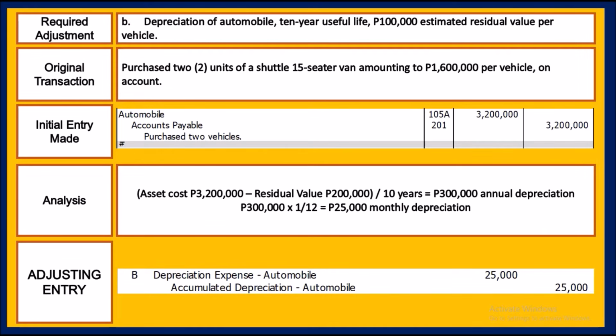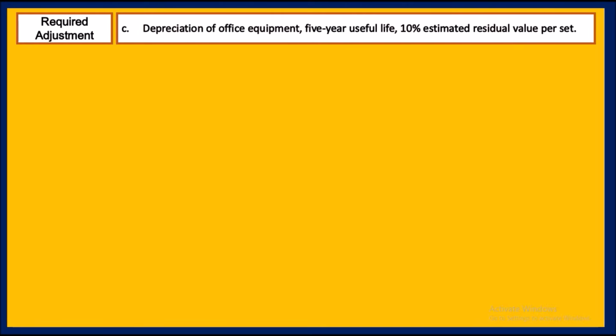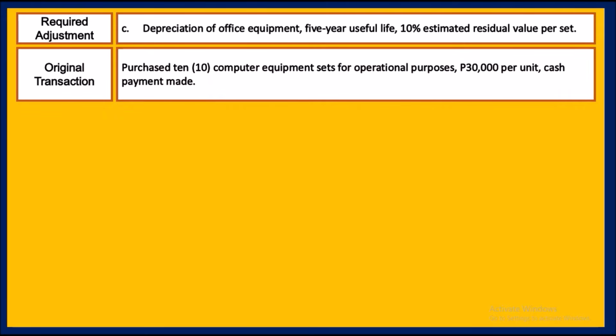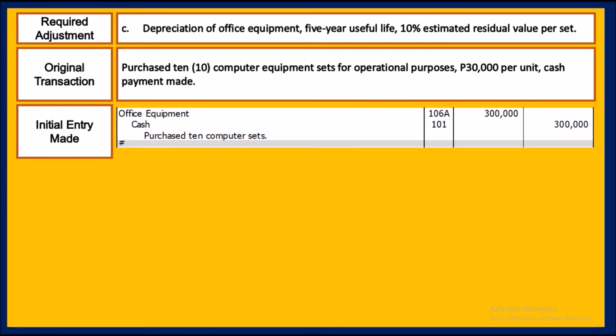Okay, I hope you understand. Let's proceed to adjustment letter C. Letter C is also depreciation, of our office equipment, with a 5-year useful life and a residual value of 10% of the asset cost. The original transaction is when we bought computer sets at 30,000 each, 10 units, so our office equipment is 300,000.